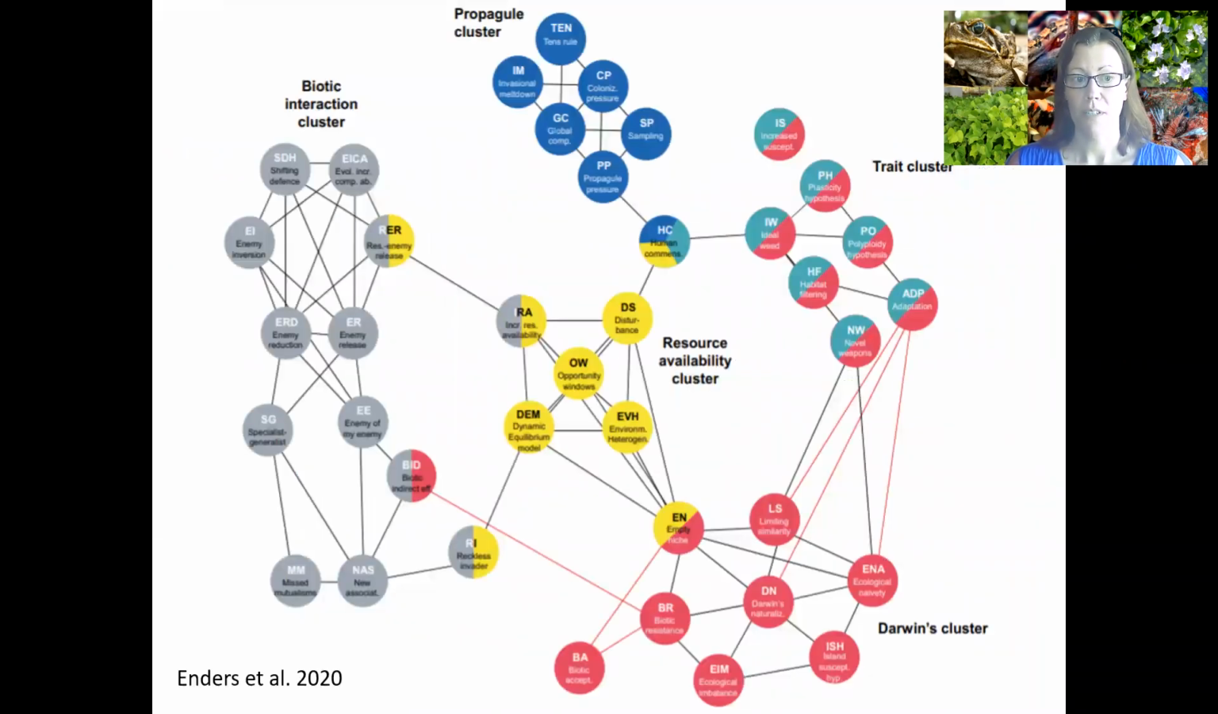There was a more recent update of this in 2020, where they tried to do something similar of putting hypotheses together in these clusters. And in this case, they had 39 different hypotheses. So we went from 29 in Catford to 39 in the Enders paper. We are just adding more and more ideas of potentially why invasive species get introduced, established, spread, and have impacts.